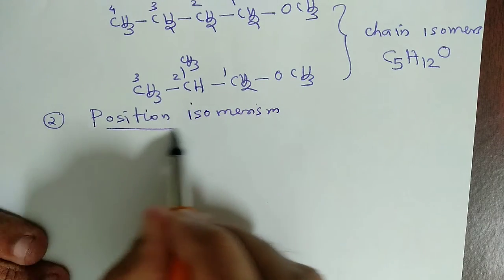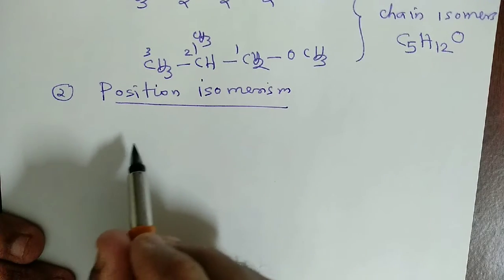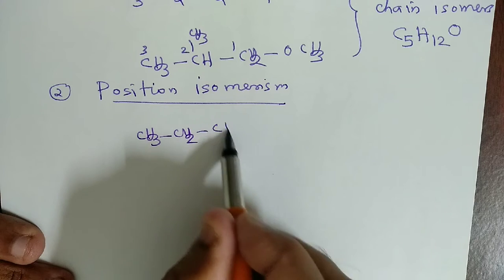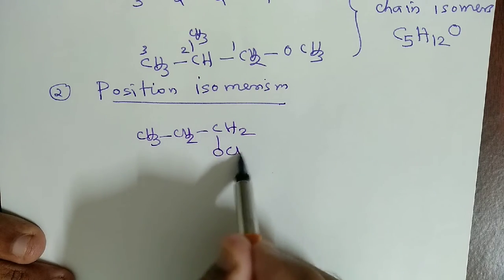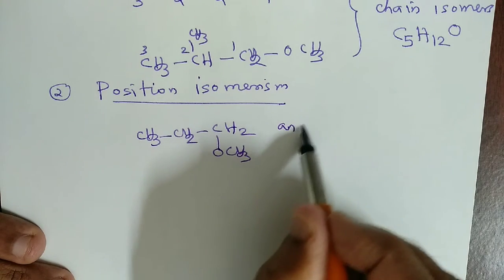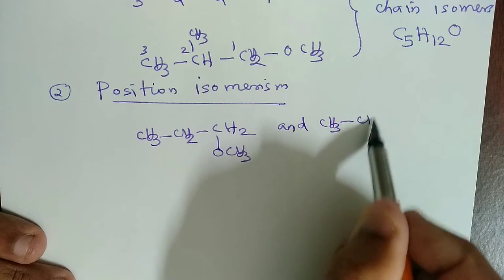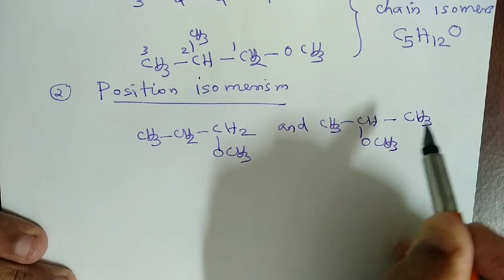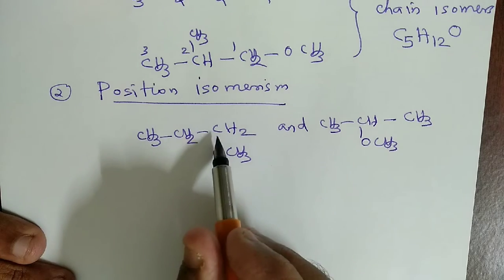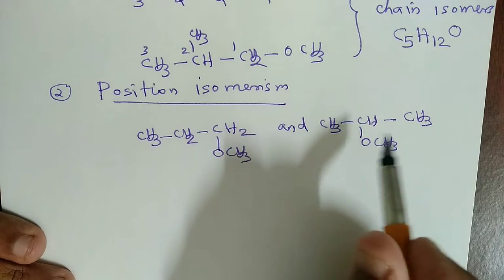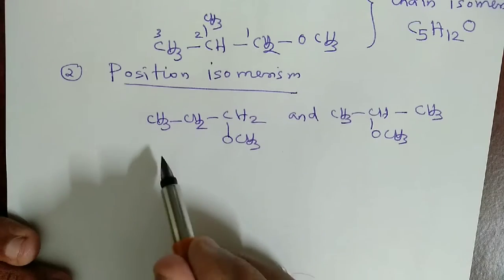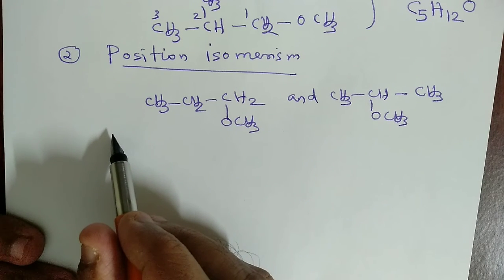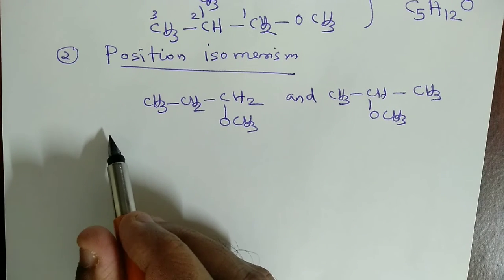Ethers having 4 or more carbon atoms can show position isomerism. Example, 1-methoxypropane and 2-methoxypropane are position isomers. Normal propyl methyl ether and isopropyl methyl ether are examples for position isomers. They have general formula C4H10O.